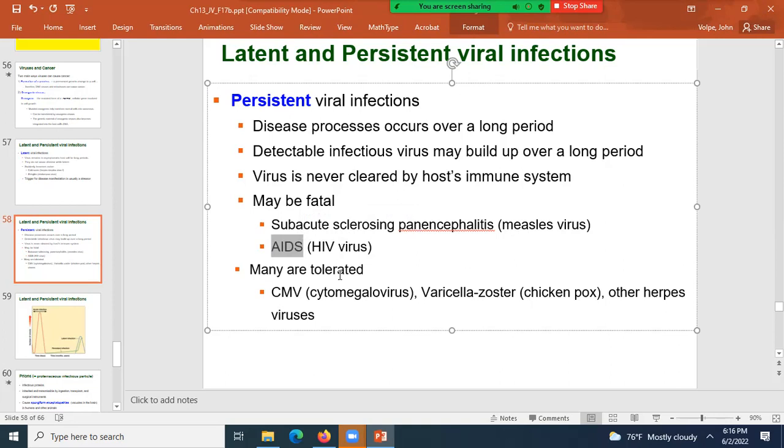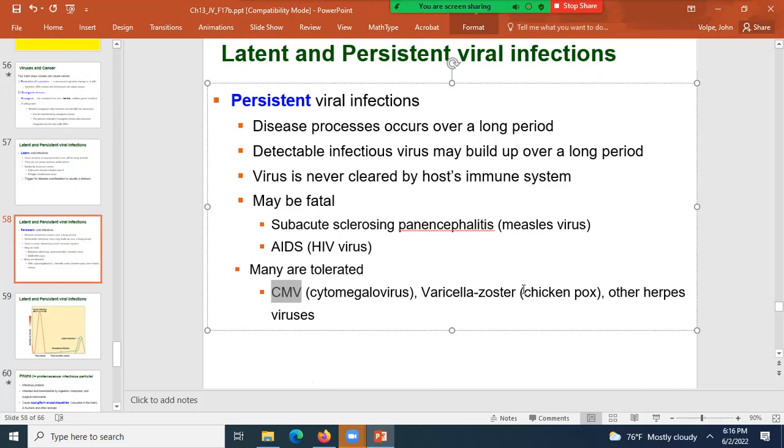Persistent viral infections do not have to be fatal, even if they're lifelong. Many of them are tolerated, like cytomegalovirus or CMV. About 50% of Americans have this virus, not 50% having a persistent viral infection of this virus. But my point is, this is common in the United States, and many of these viral infections are tolerated. Varicella zoster, which causes chickenpox.